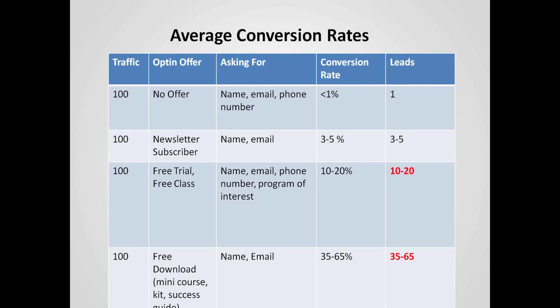If you have a traffic of 100 people and you have a newsletter subscription, that's what they're offering, and you're asking for name and email, you get 3 to 5%. If you are offering a free trial or free classes, something free, people like to get free things, and you're asking for name, email, phone number, program of interest, you will make it 10 to 20%, because people like to get something for free. Lastly, if you have free downloads, like mini courses or success guides, and you're asking for name and email, you have a chance to get 35 to 65%.